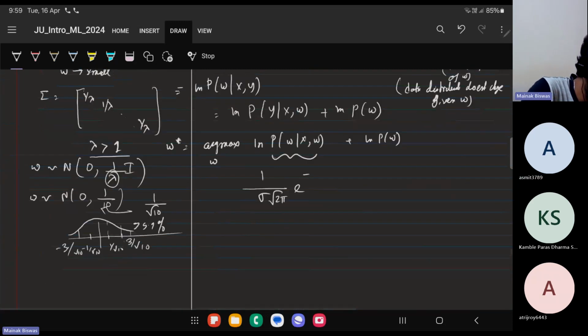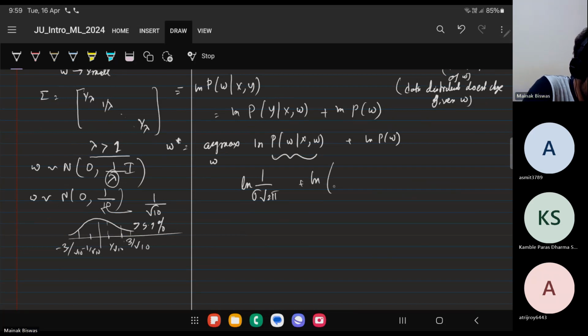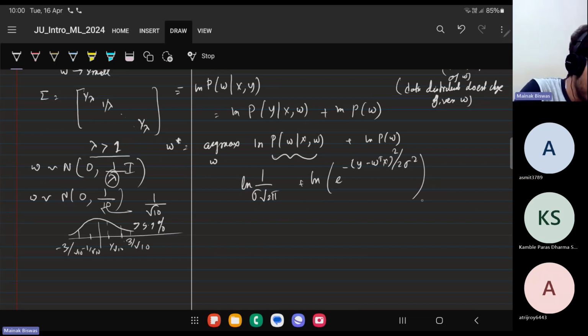So if I take the log, what will I get? I'll get some constant, log of 1 by sigma root 2 pi, plus log of e to the power of minus y minus w transpose x squared by 2 sigma squared. Yes or no? And I will get log of some constant and e to the power of minus W minus zero transpose sigma inverse W. So what will be sigma inverse? Can you tell me?